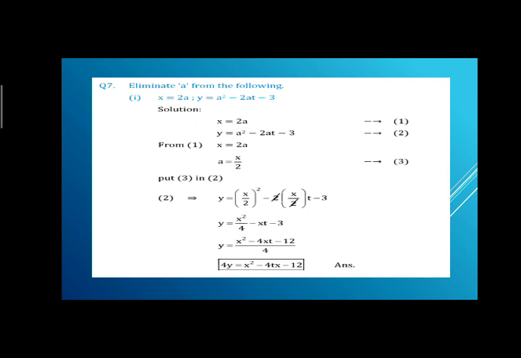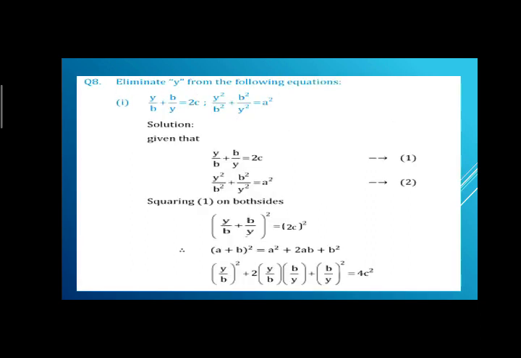So you just say that in the given equations, x is equal to 2a and y is equal to a square minus 2at minus 3. After the elimination of a, the equation becomes 4y is equal to x square minus 4tx minus 12. Okay, students. So we can easily do this question by using any other method, that is the comparison method, and also the formula method. Now we move forward to our next question, that is question number 8.